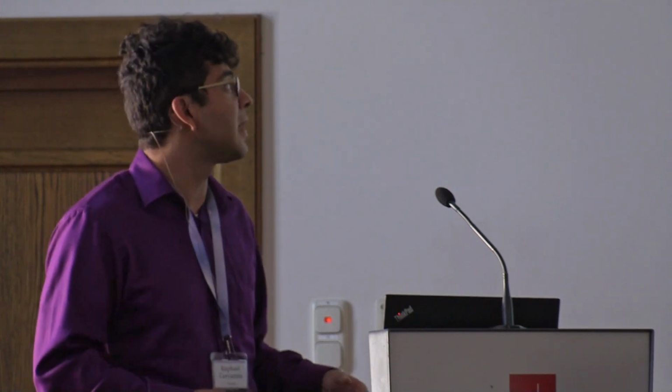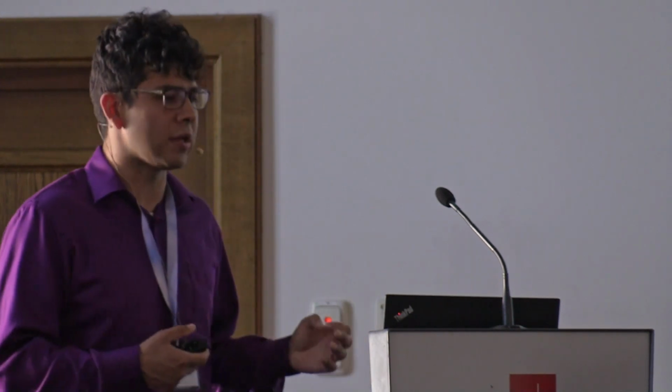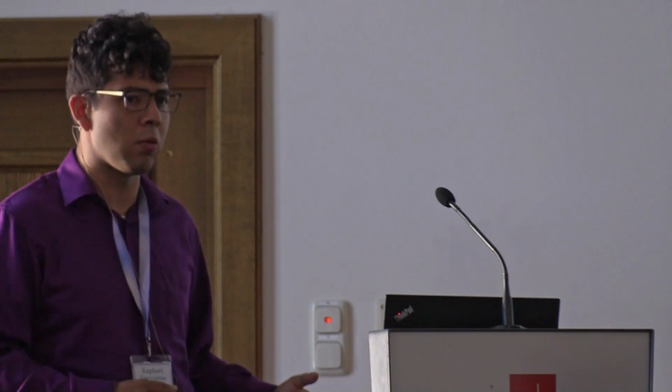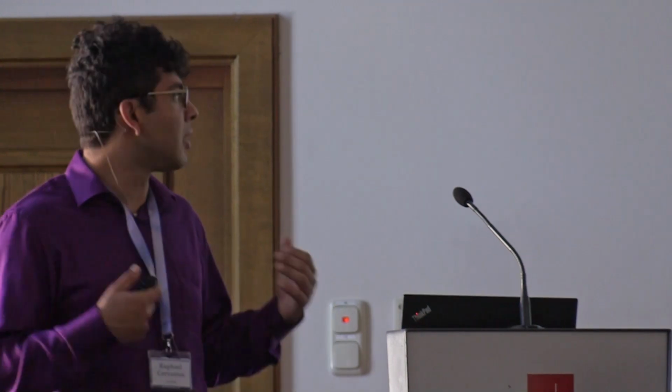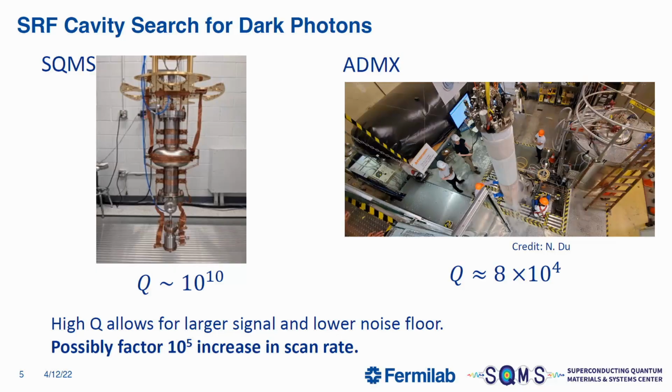So at SQMS, we're thinking about how we can use our expertise to increase the scan rate of these experiments. And we think that a promising way is to use superconducting cavities with ultra-high Qs. If you compare these niobium cavities with Q of 10^10, there's a factor of 100,000 improvement in the quality factor. These higher Qs are important because they allow you to build up a larger dark matter signal power, and in certain circumstances, they also reduce the noise floor of the experiment.